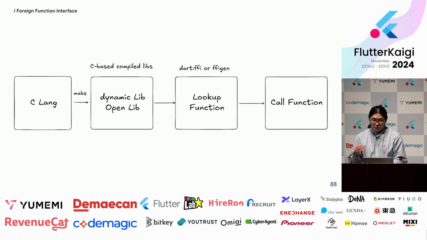Using FFI means doing a few steps, and that's all. Yeah, it's simple. If you make your own libraries, you start by using CMake to create the dynamic library. Then you define the lookup functions with the Dart FFI package before you can call those functions to use them.